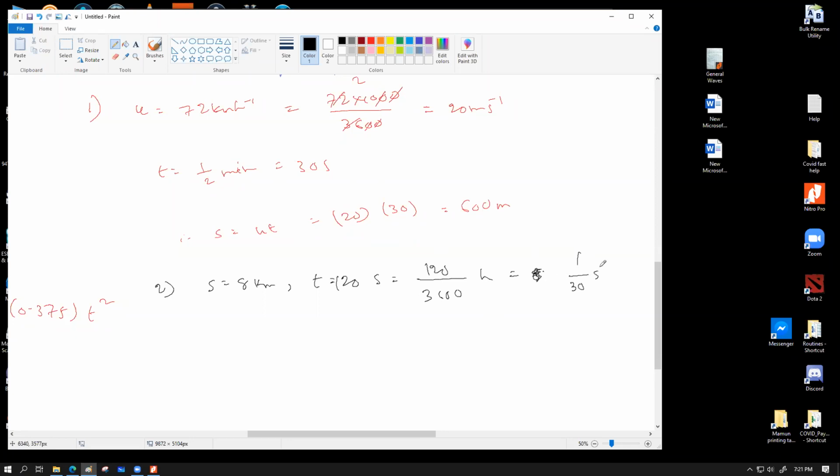No. Here it will be in hours. So now you can easily find the speed. V equals S over T, which gives you 8 divided by 1 by 30. 8 comes in kilometers, 1 by 30 comes in hours. So when you divide, how much will it come to? 240. Pretty high speed car.